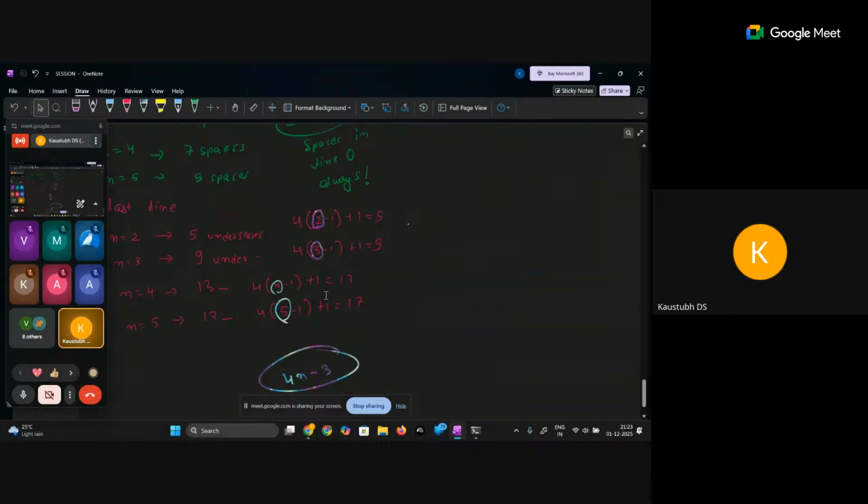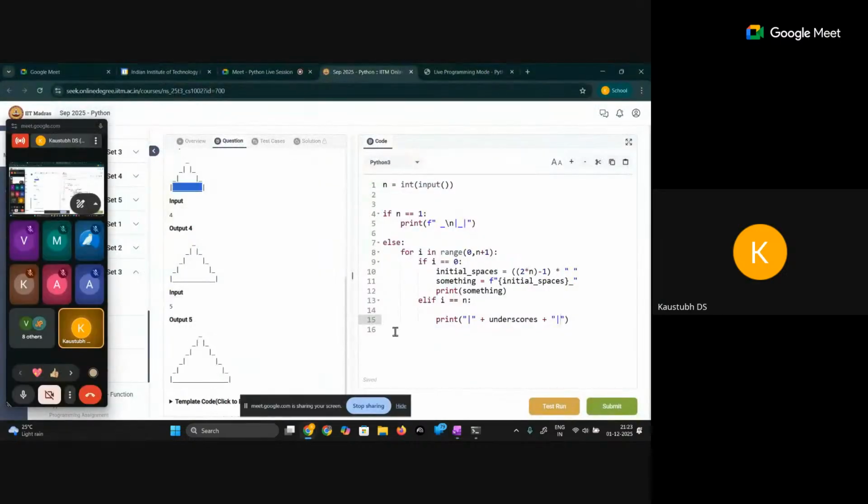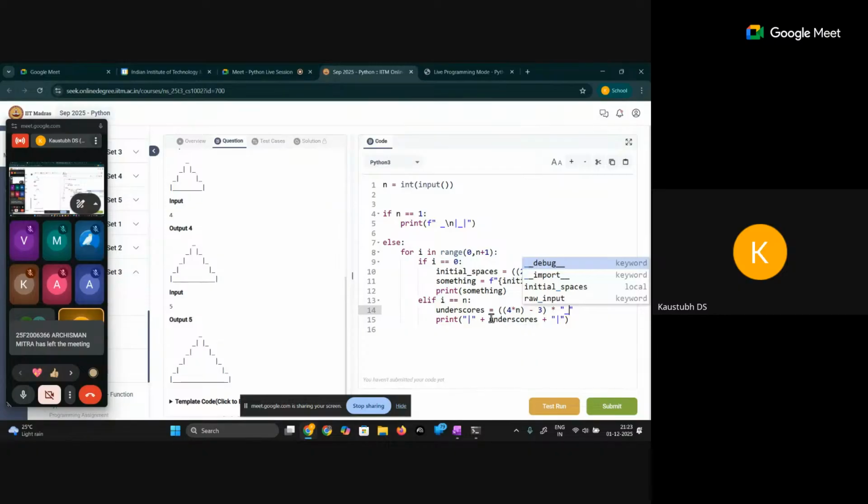Okay then. So we have found out that in the last line the number of underscores is 4 times n minus 3, right? So that is what I'll do. Simple. Underscores equals 4 times n minus 3 times underscore. So we'll have a pipe, then underscores, and then a pipe again. So that is the last line. If you add the first line, basically the zeroth line, then we print this. If you add the last line, then we print this.